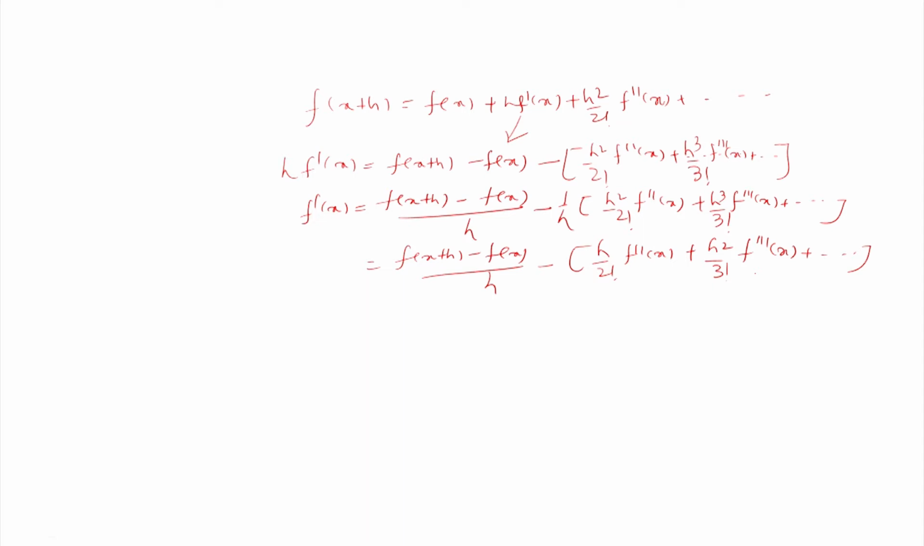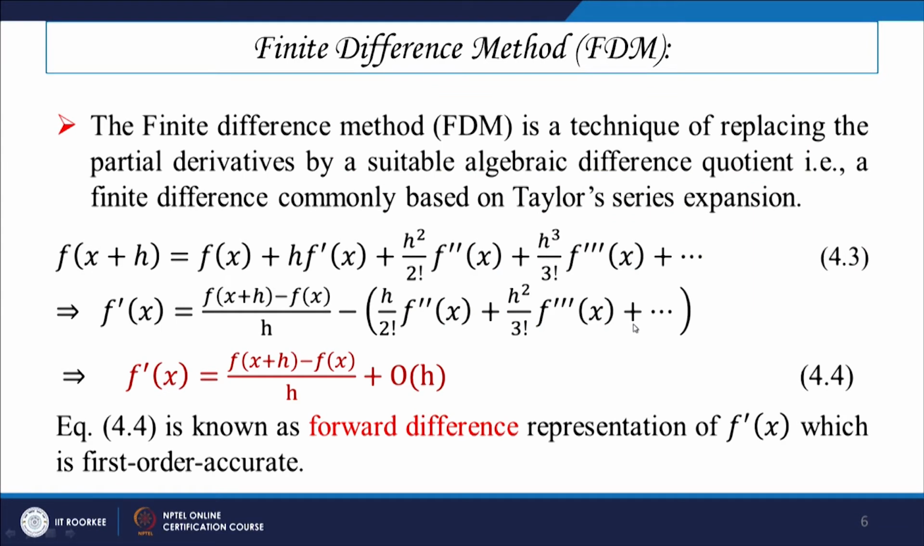If we take h common from these terms, we can write this as f of x plus h minus f of x by h plus order of h. That is why it is written in the form f dash x equals f of x plus h minus f of x by h plus order of h.